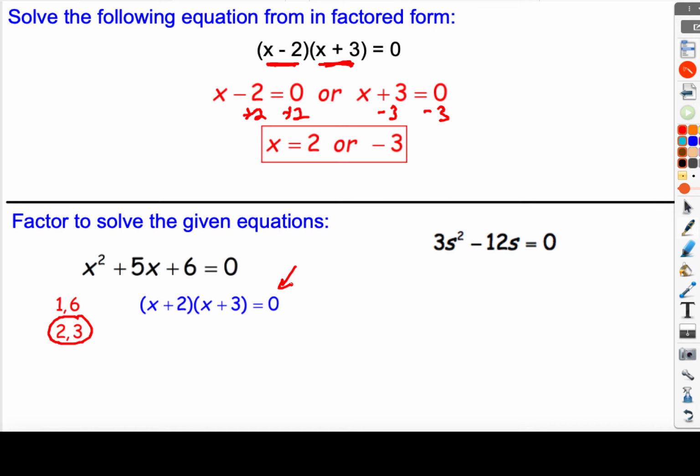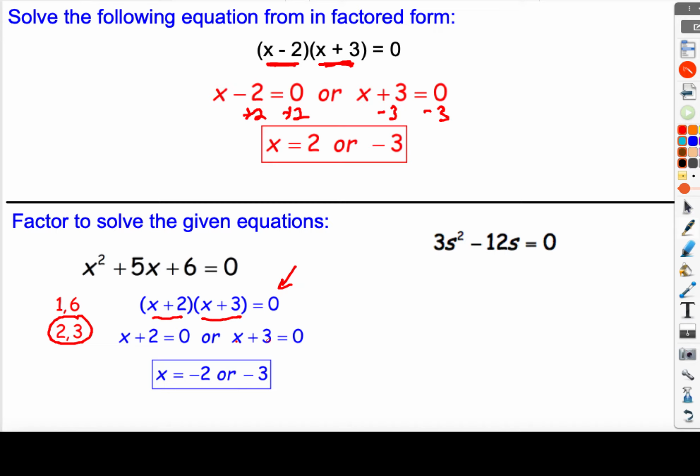Because now, multiplied to 0, either x plus 2 or x plus 3 equals 0. And in that case, we can subtract our 2 and subtract our 3, and we'll get our two answers of -2 and -3. The same thing works with monomial factoring.